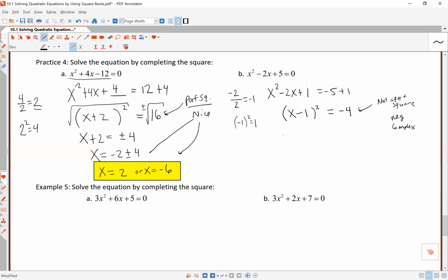I's. Because when I take the square root of both sides, I have 2i on the right, and on the left, x minus 1. Don't forget the plus or minus. So we add 1 to both sides, and we get 1 plus or minus 2i.